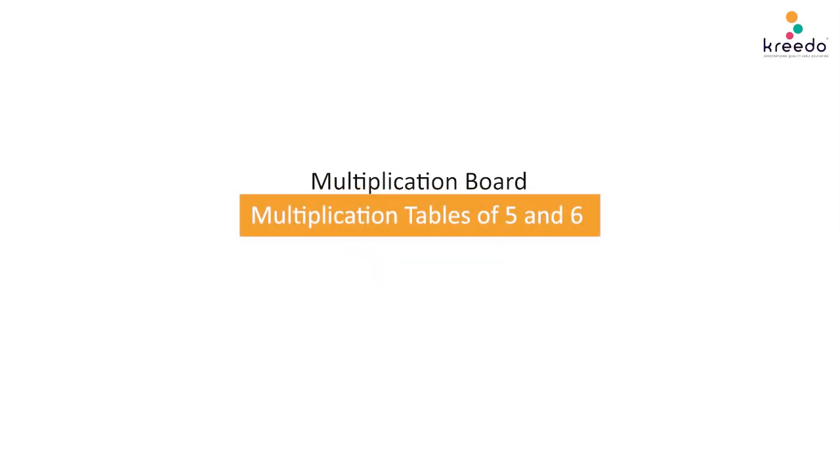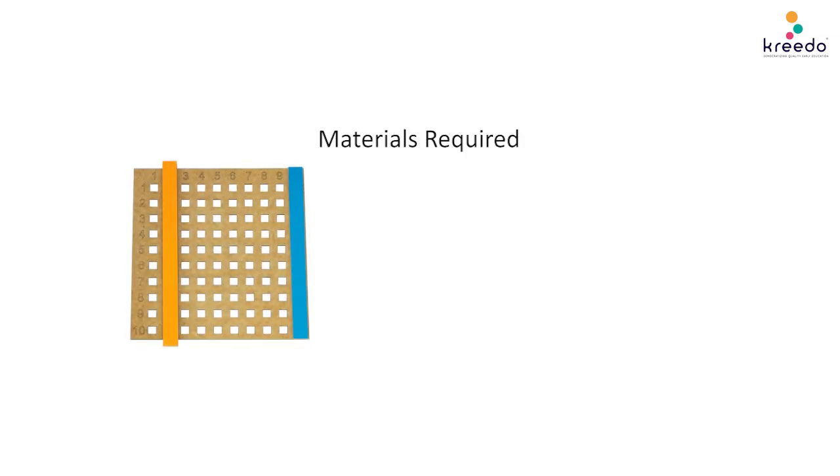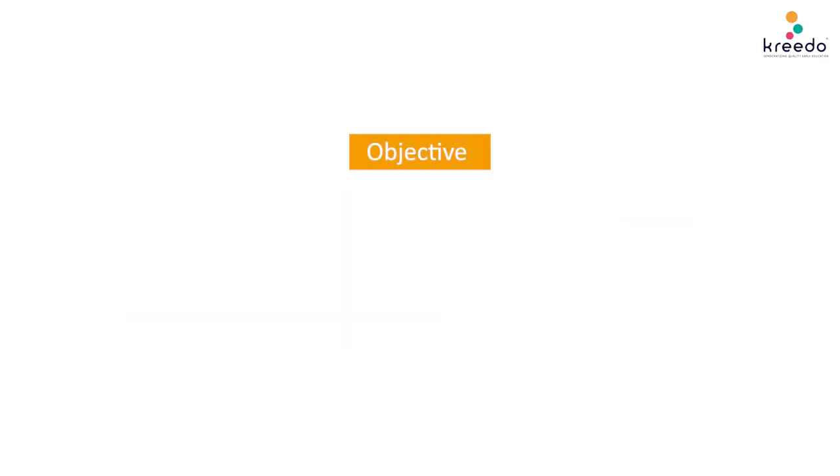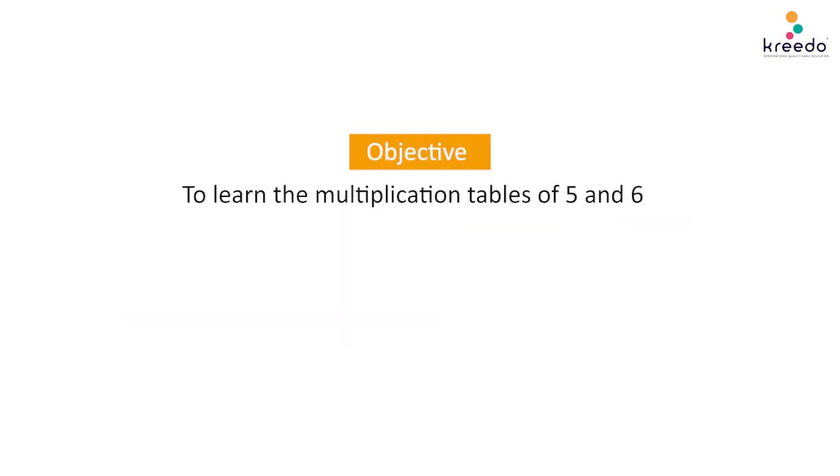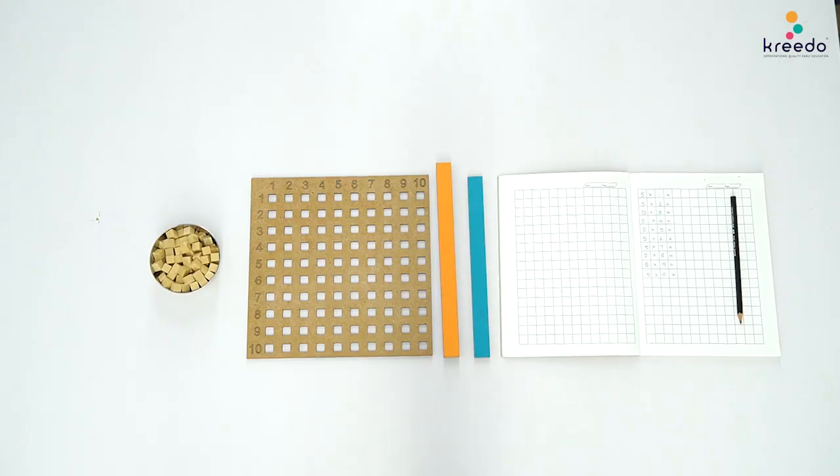Multiplication board. Game name: multiplication tables of 5 and 6. Materials required: multiplication board, notebook, pencil, ball, unit cubes. Objective: to learn the multiplication tables of 5 and 6. Note: show the child how to perform the first two multiplications and let the child take over.